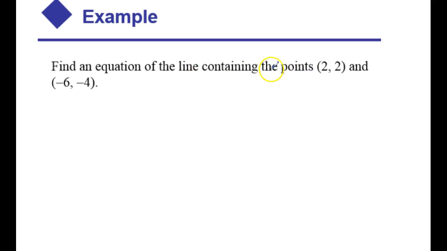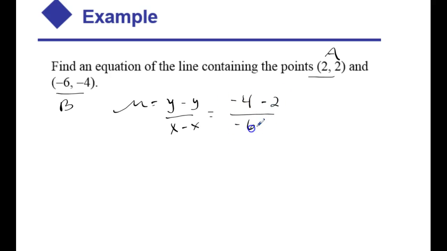So find the equation of a line containing 2 points. The first thing I would do is find the slope, by using the slope definition, y minus y over x minus x. Remember, consistency is important here, so I'm going to do point B minus point A, negative 4 minus 2, and then negative 6 minus 2. Negative divided by negative is positive, and 6/8 reduces to 3/4.